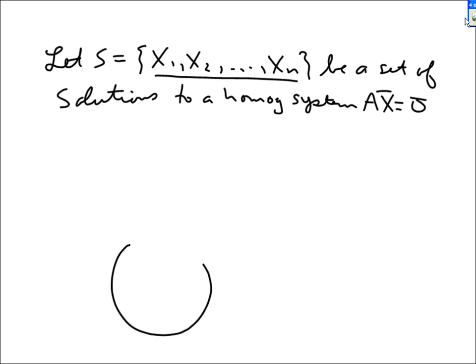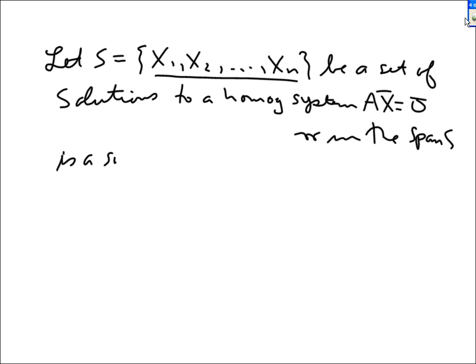Now, if this here is all the solutions, S is just inside. Or it can be the whole thing. It's just some, most, all of the solutions. If S is a set of solutions to that homogeneous system, it's going to follow, and we can show that every vector in the span of S is a solution to AX equals 0 vector.